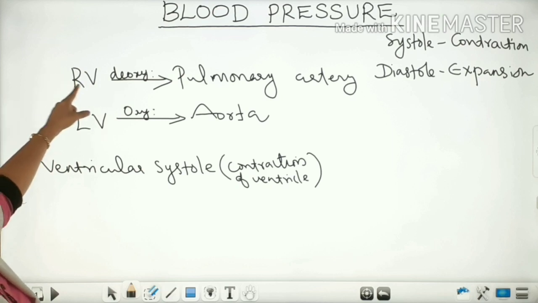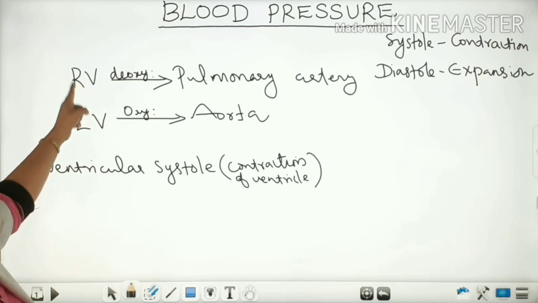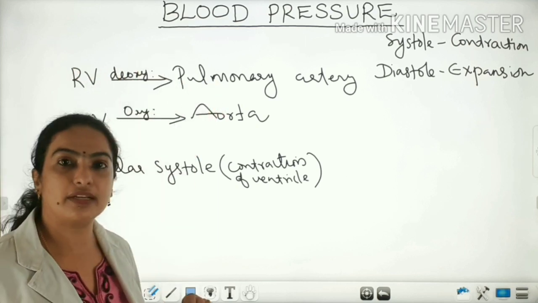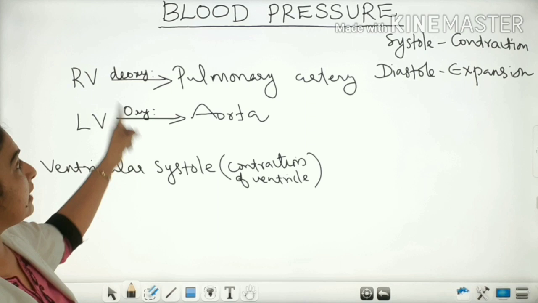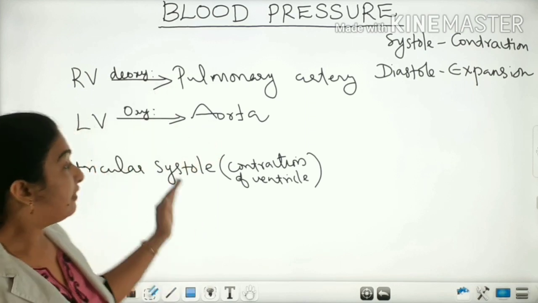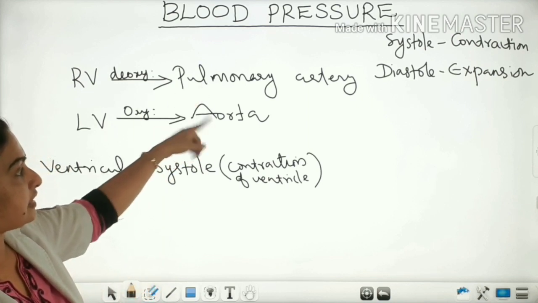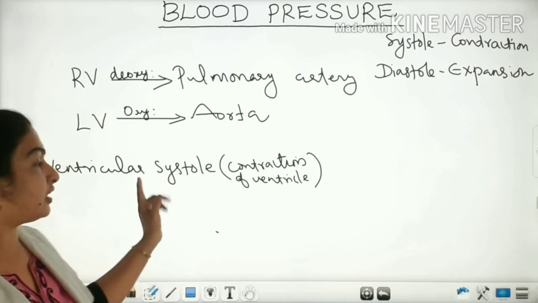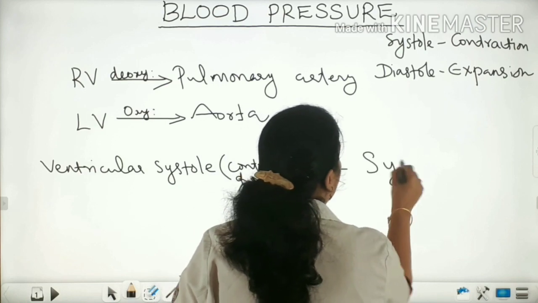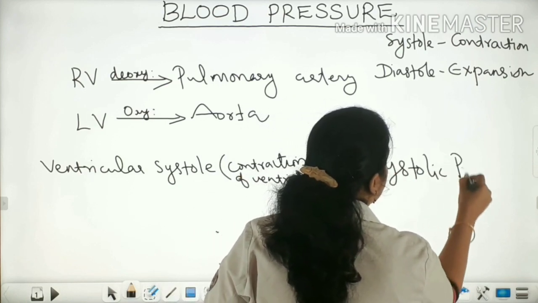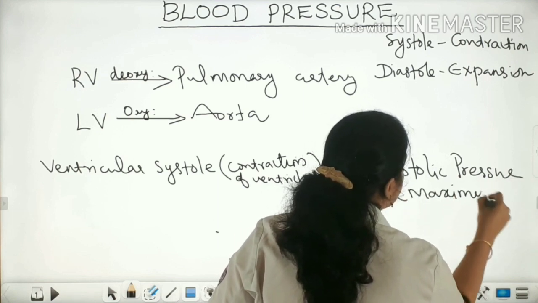First we consider the right ventricle. When the ventricle contracts, from the right ventricle, the deoxygenated blood pumps into the pulmonary artery. Is it clear? When the left ventricle contracts, the oxygenated blood pumps into the aorta. So, there is a maximum pressure in these two arteries due to the contraction of ventricles or ventricular systole. So, this pressure is known as systolic pressure. Systolic pressure, and it is the maximum pressure.